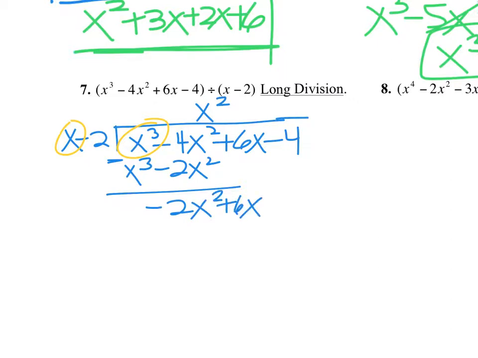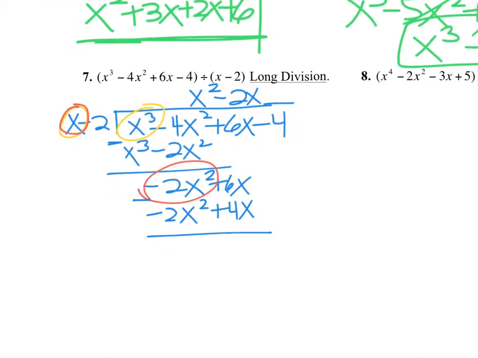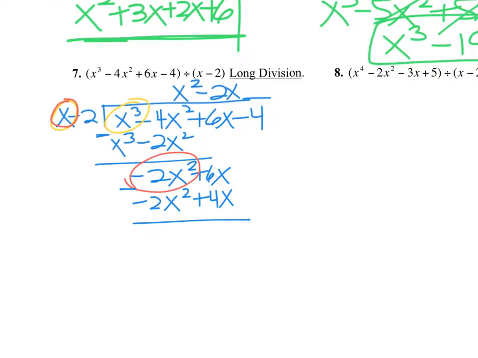Do it all over again. So we're looking at the first term and the first term here. So what times x is negative 2x squared? Negative 2x. Distribute that to both. Negative 2x times x is negative 2x squared. And negative 2x times negative 2 is positive 4x. Subtract. 6x minus 4x is 2x. And then bring down the negative 4.